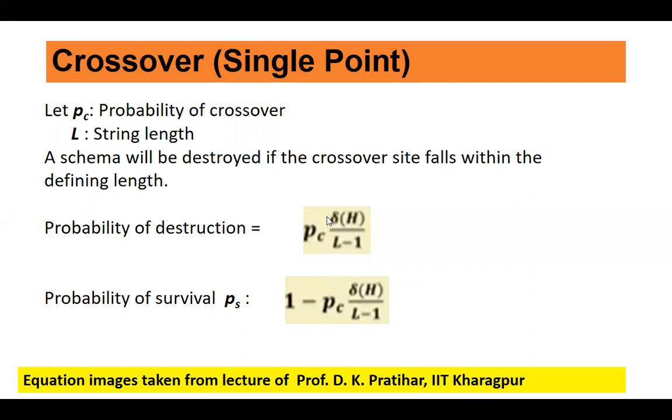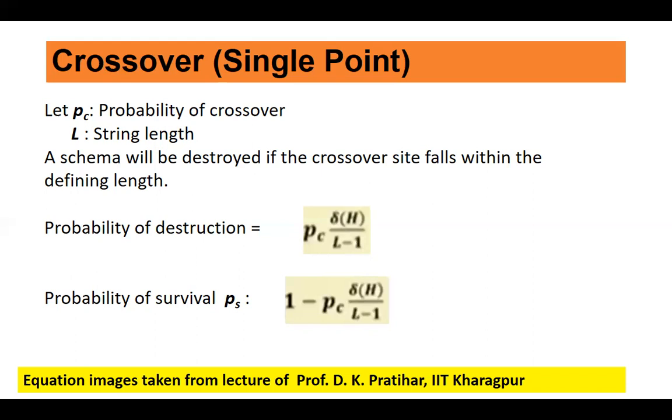Delta H divided by L minus 1, right? Now, delta H is the defining length and string length is L. So then we have here L minus 1 for the selection of the site. So the probability that the crossover site will fall within the defined length is nothing but delta H divided by L minus 1, right?